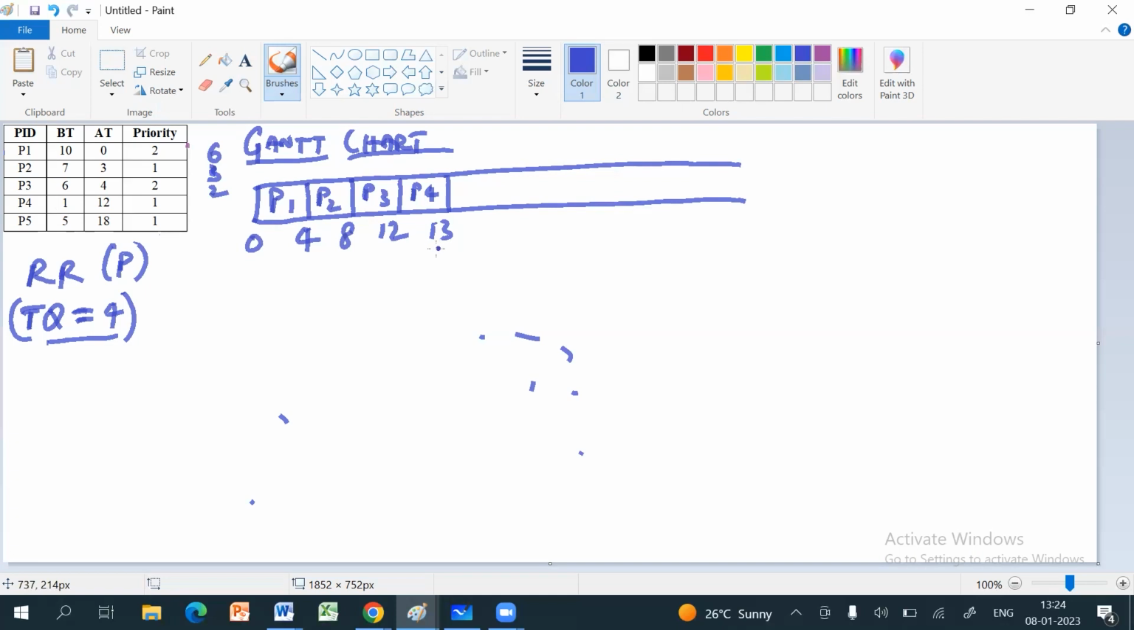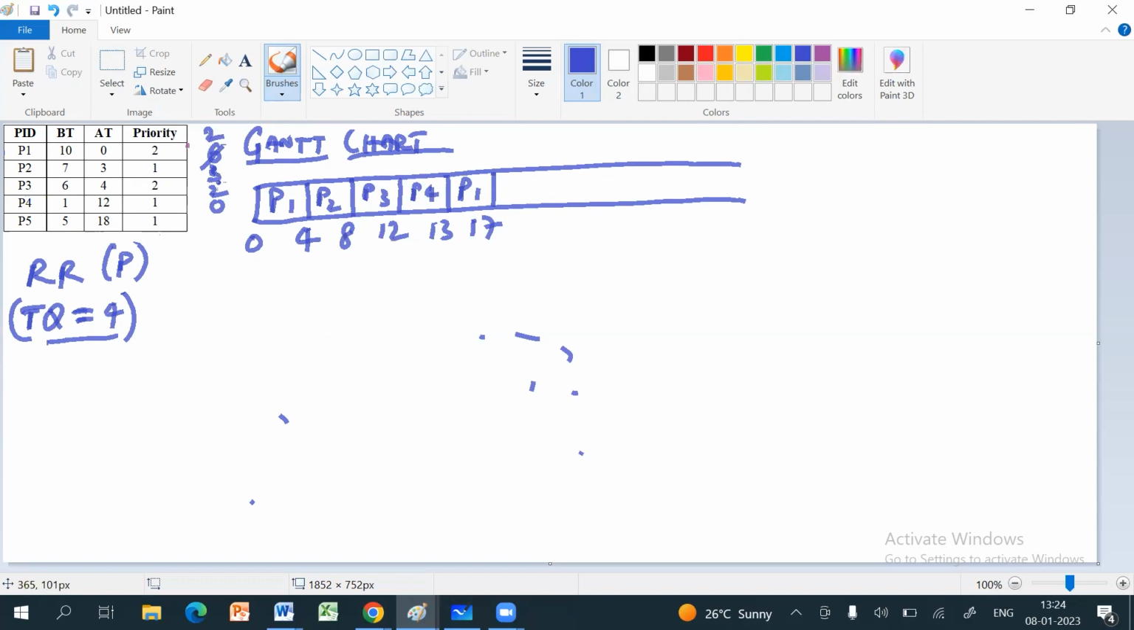So the current time is 13 now. P5 hasn't yet arrived, but I can't keep my system idle. And P4 has completed. So I will go back to P1, P2, P3 again, right? Because they have arrived earlier than this one. So again, I will start to execute P1. P1's remaining time is 6, but time quantum is only 4. So I will continue only till 17 and remaining time is 2 now.